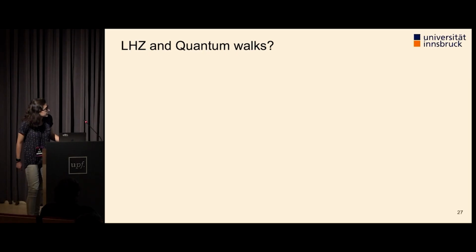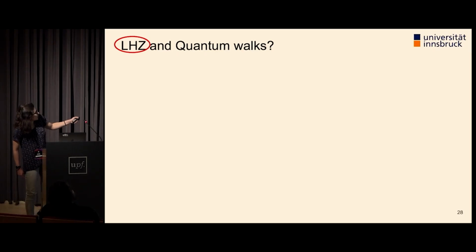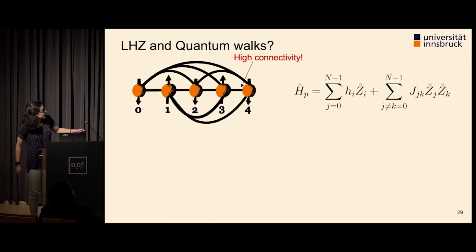So how does using the LHZ embedding affect the performance of the quantum walk? Before I go into how it affects things, I thought I'd quickly recap what the LHZ embedding is. If you heard Roland's talk earlier, then you'll have seen this before, but I'll do a brief recap. So we start off with our Ising model Hamiltonian, with its high connectivity and long-range interactions.